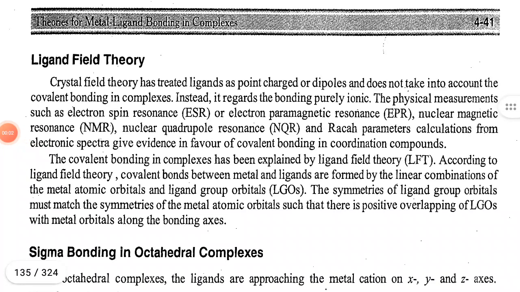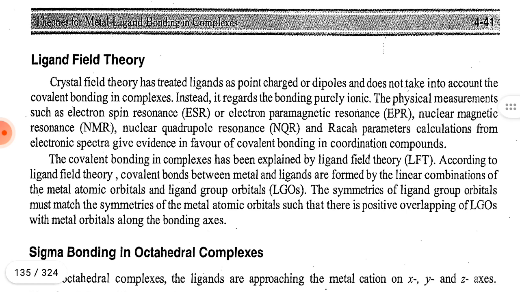Crystal field theory treated ligands as a point charge or dipole and does not take into account the covalent bonding in the complex. Instead, it regards the bonding as purely ionic. Physical measurements such as electron spin resonance (ESR) or electron paramagnetic resonance (EPR), nuclear magnetic resonance (NMR), nuclear quadrupole resonance (NQR), and Racah parameter calculation from electronic spectra give evidence in favor of covalent bonding in coordination compounds. The covalent bonding in complexes has been explained by ligand field theory (LFT).